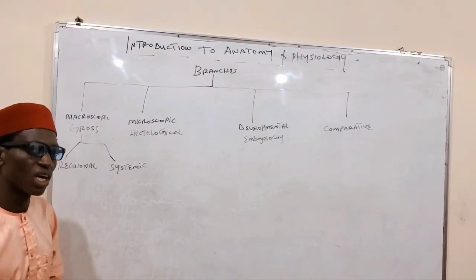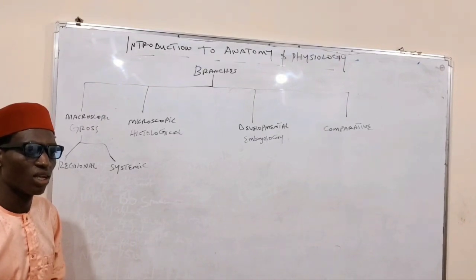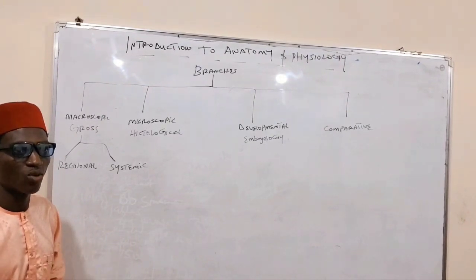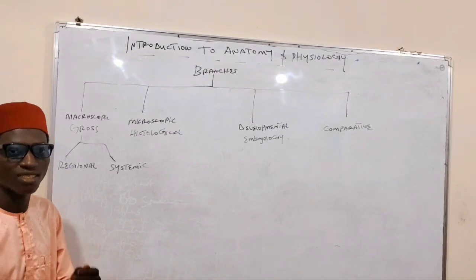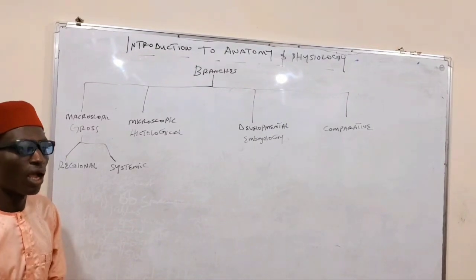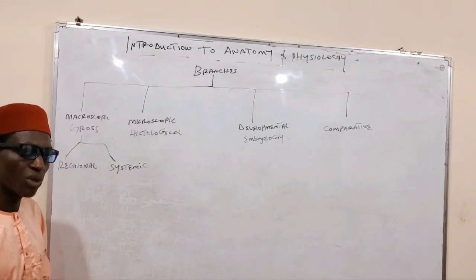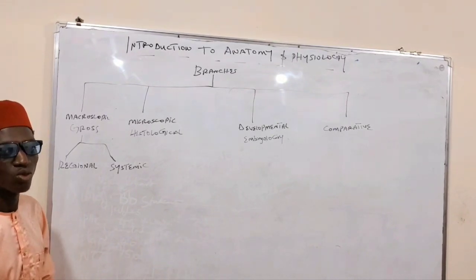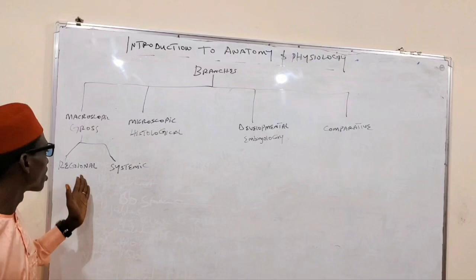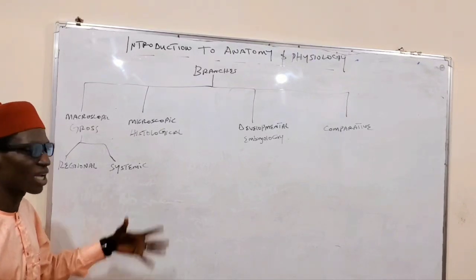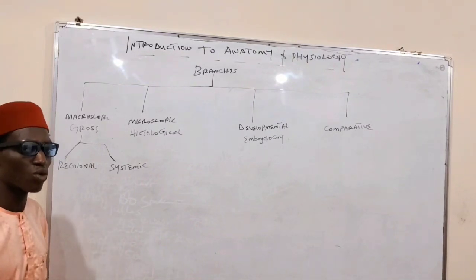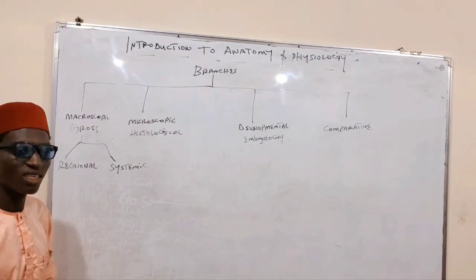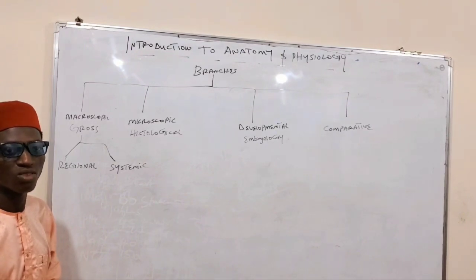Starting from the macroscopic anatomy or gross anatomy, it is a branch of anatomy which has to do with the study of structures you can see with your naked eye without the use of hand lenses or microscope. Gross anatomy is subdivided into two branches, where we have the regional anatomy and the systemic anatomy.